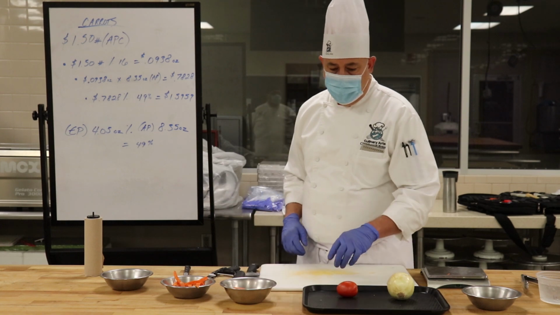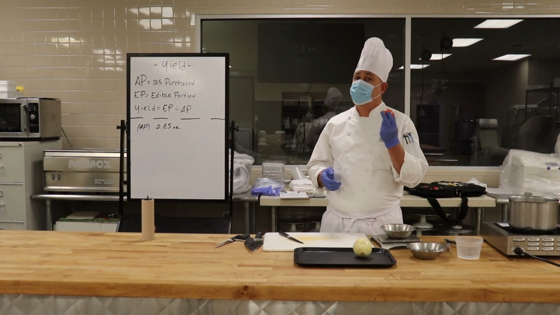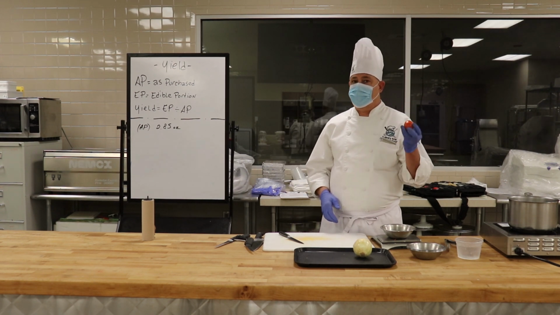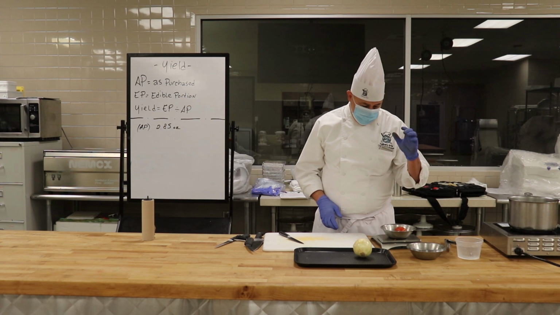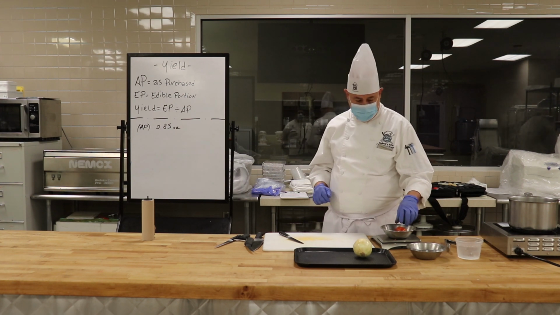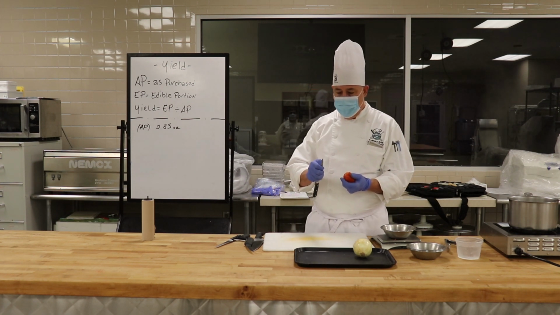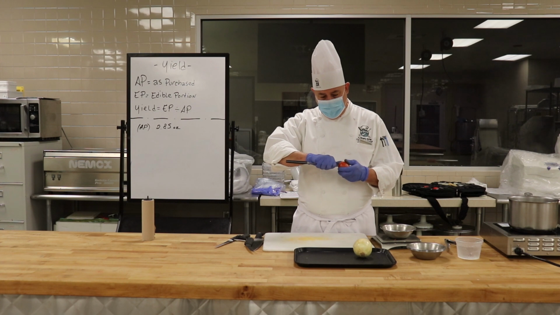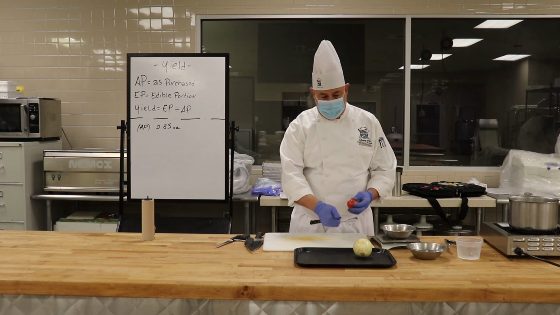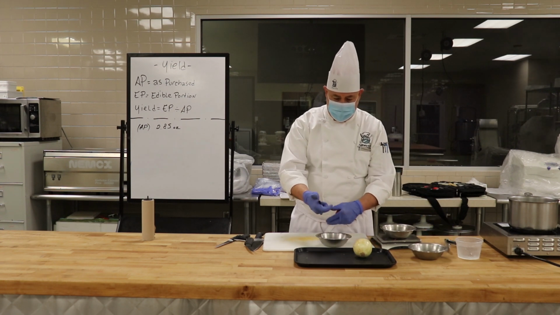Next, we're going to do a tomato concasse. The next item we're going to do is a Roma tomato, and we're going to fabricate this in a concasse. So we need to get our AP weight on this, right? So the AP weight on that is 2.85 ounces. Great, see it's already there. So we're going to start our fabrication, and we're going to take the stem end out, and we're going to make our cross on the bottom.